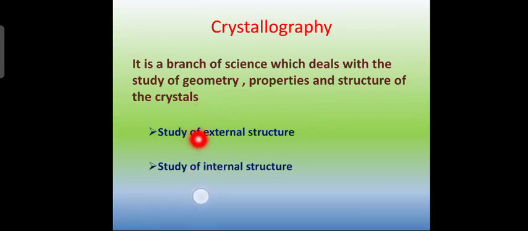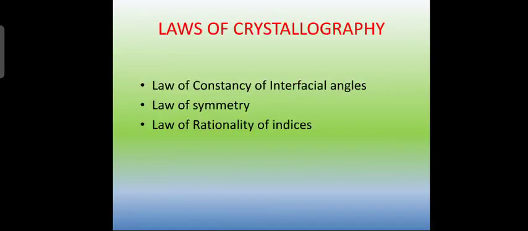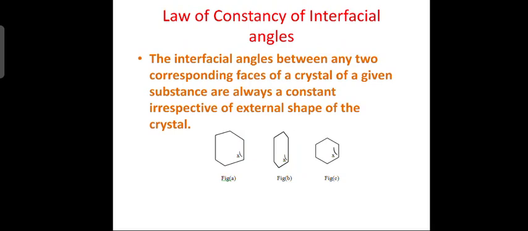Now there are two types of structures, that is external structure and internal structure. So we can study the external structure and then study the internal structure. Next slide. Laws of crystallography. Which are the three laws of crystallography? First one is the law of constancy of interfacial angles. Second one is the law of symmetry. Third one is the law of rationality of indices.